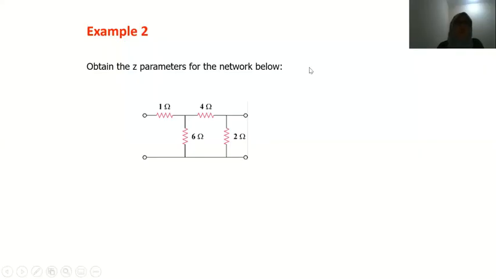Okay, class. So we go to example 2, still on Z parameters. Once again, we have to obtain the Z parameters of the network below. The given answer is Z11 equal to 4 ohms, Z12 is 1 ohm, Z21 is 1 ohm, and Z22 is 1.667 ohms.